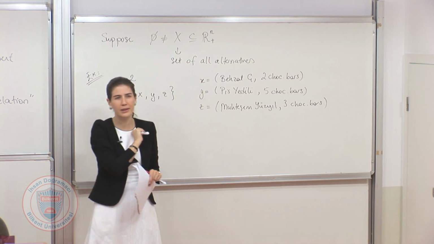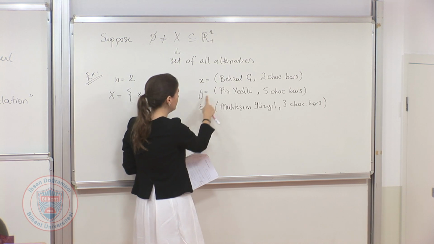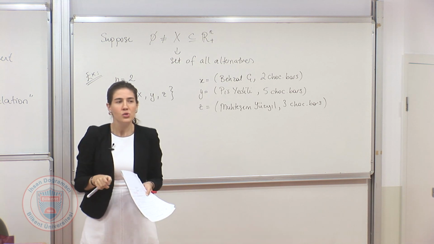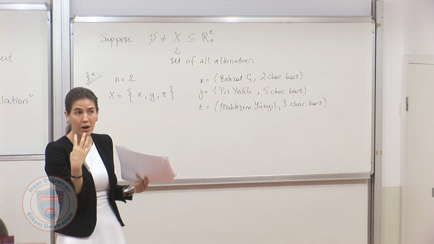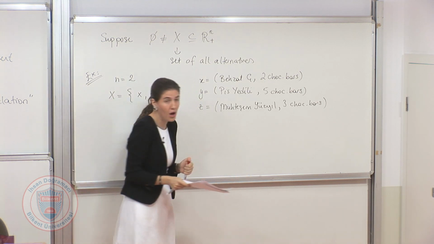You're going to tell me that, oh hocam, I like this more than this, I like this more than this, between this and this, I like this more than this, okay, whatever. So we are actually looking for a way to represent these, like your preferences, okay? So how to do that?